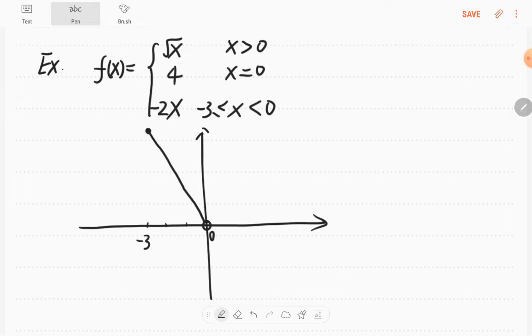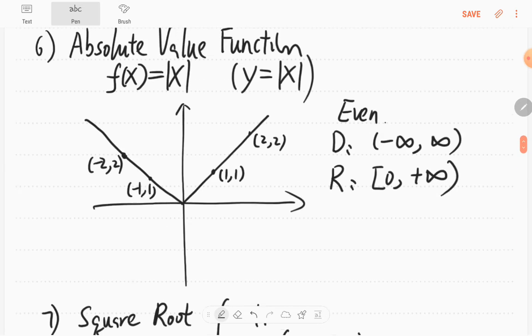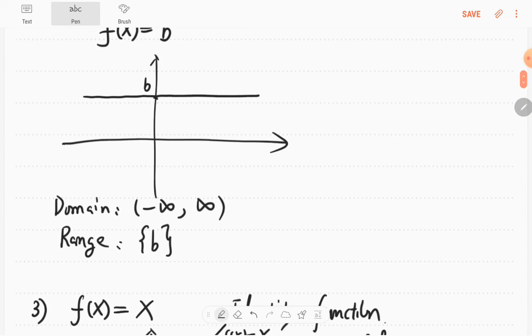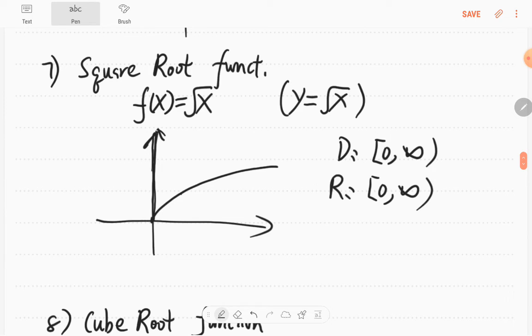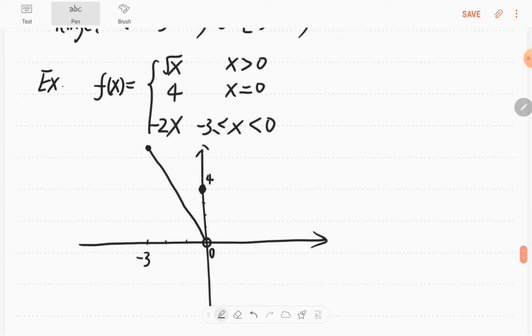Then x equals 0 gives 4. So 1, 2, 3, and 4. This is 4, so this is a solid point. That means when x equals 0, it's equal to 4. When x is greater than 0, it's equal to the square root of x. We know the parent function, the square root of x, the curve will look like this, so you can draw the graph quickly. Greater than 0. So this is the curve.